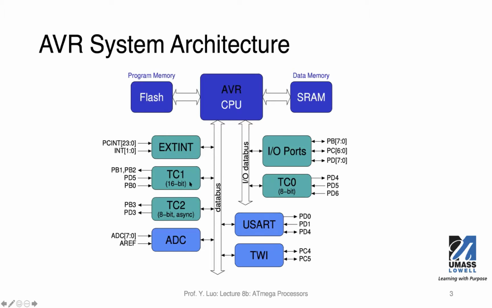TC0, 1, 2 are the timers that we will talk about in future classes. Those are the interesting units that you can use to set up specific tasks on a preset schedule. You'll be able to generate interrupts to allow you to perform a predefined task at certain time intervals. Also, there's the possibility of external interrupts.